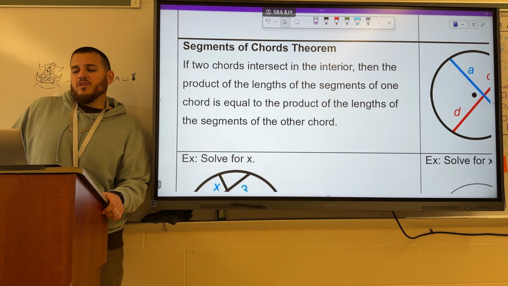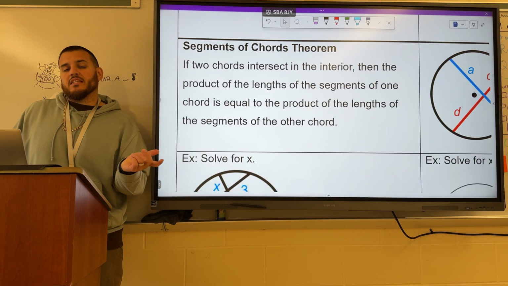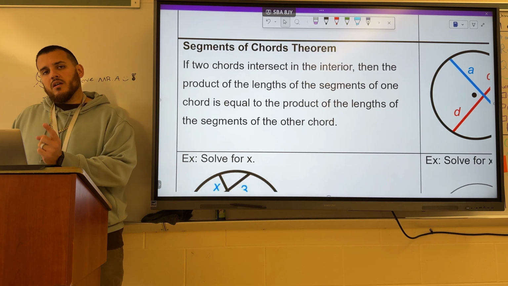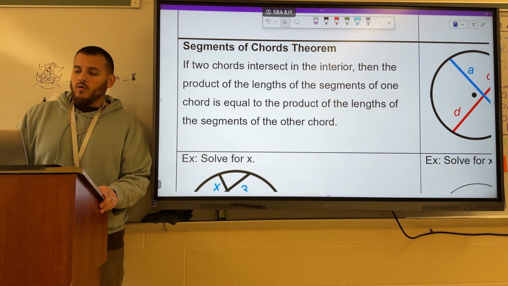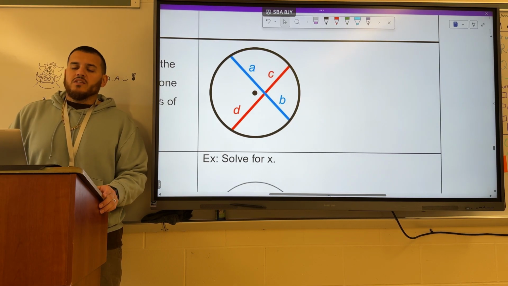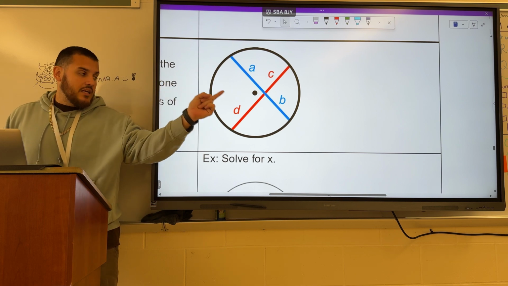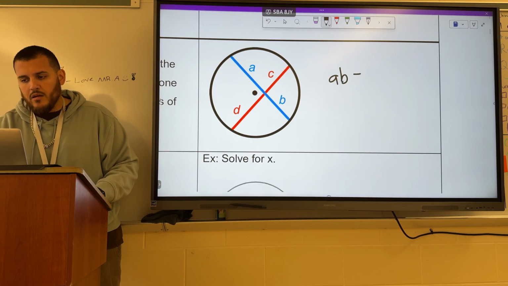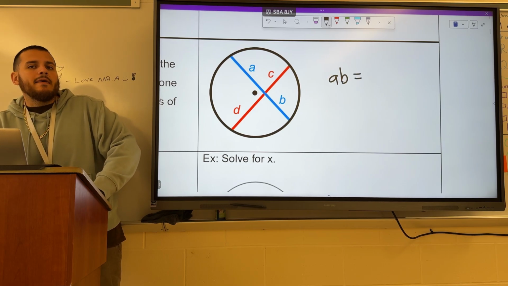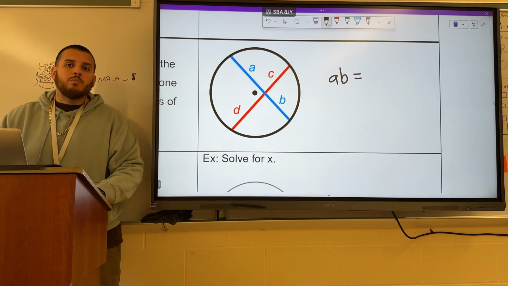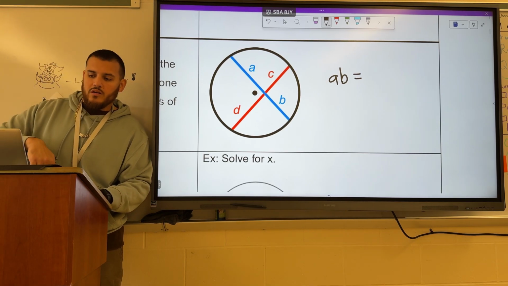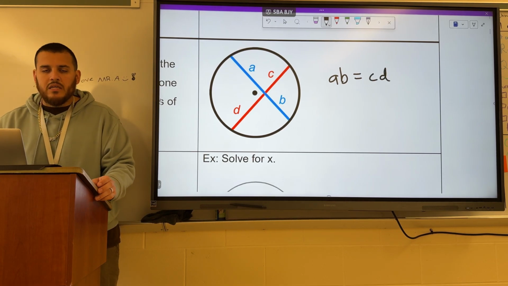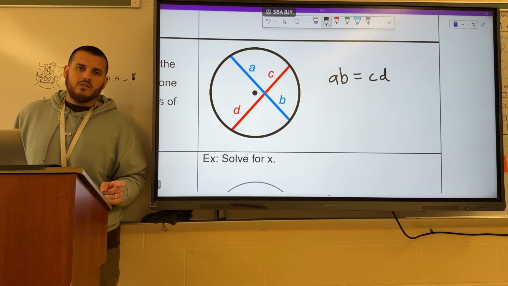The first relationship we're learning here is the segments of chords theorem, which says that the product of the lengths of the segments from one chord is equal to the product of the lengths of the segments from another chord inside of the same circle. As we look at the blue chord here, the segments that it's been split into are A and B. If I get the product of those, A times B, that will be equal to the corresponding product from the other chord. The other red chord is split into a C and a D. We get the product of those and they will be equal to each other. A times B equals C times D.